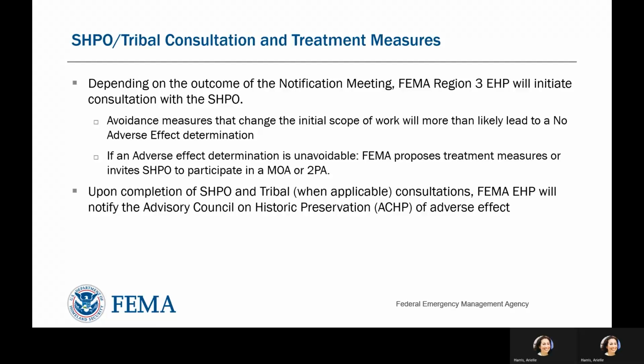As previously noted, FEMA will notify SHPO of the project and our determination of effect after notifying the applicant and working through avoidance or minimization measures with them. Avoidance measures that change the initial scope of work will more than likely lead to a no adverse effect determination. If an adverse effect determination is unavoidable, then FEMA will propose treatment measures or invite SHPO to participate in an MOA or secondary programmatic agreement. Upon completion of SHPO and, when applicable, tribal consultation, FEMA EHP will notify the Advisory Council on Historic Preservation of the adverse effect as required under law.